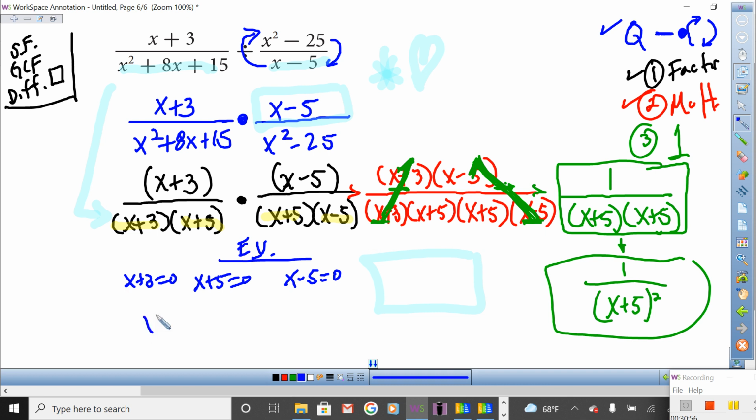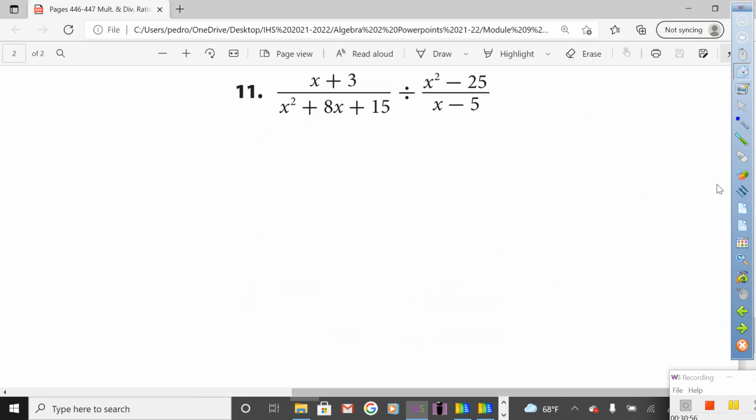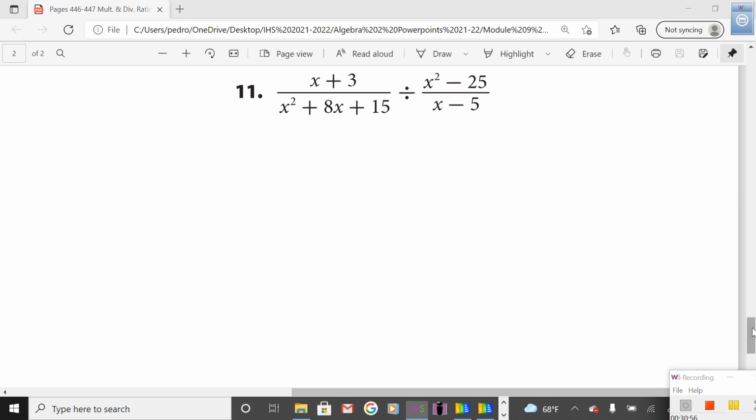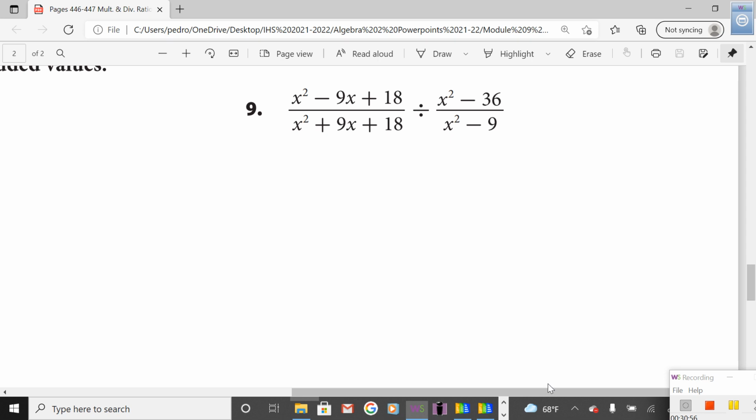So, we get x equals -3, x equals -5, and x equals 5. How we doing? Yes? All right. So with that said, you should be able to do the last one by yourself. Yes? All right. Let's go to number 9. Copy this. X squared minus 9x plus 18 over x squared plus 9x plus 18 divided by x squared minus 36 over x squared minus 9.